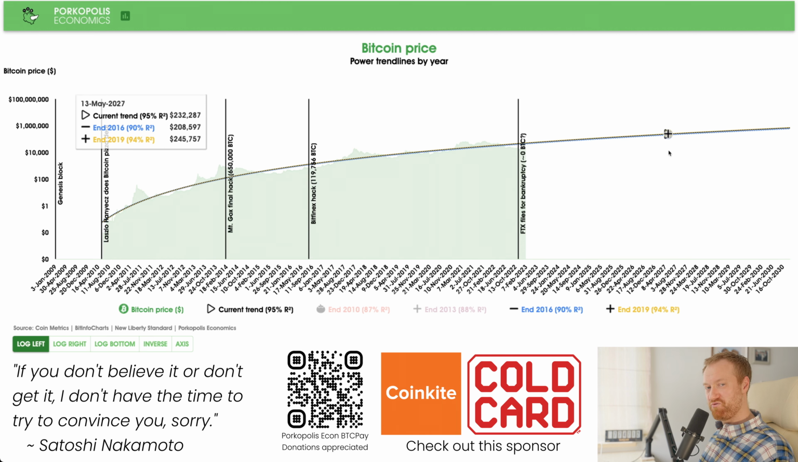Again, past performance doesn't equal future results. So that's it. That's a little bit of the evolution of the power curve, the power regression trend line over Bitcoin's price. Hope you enjoyed it.